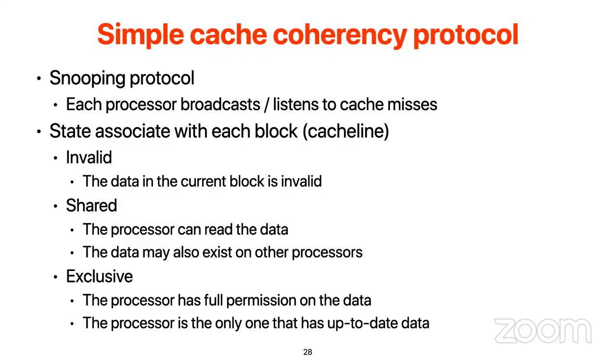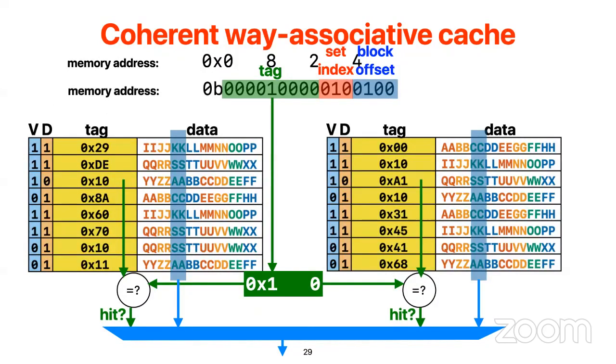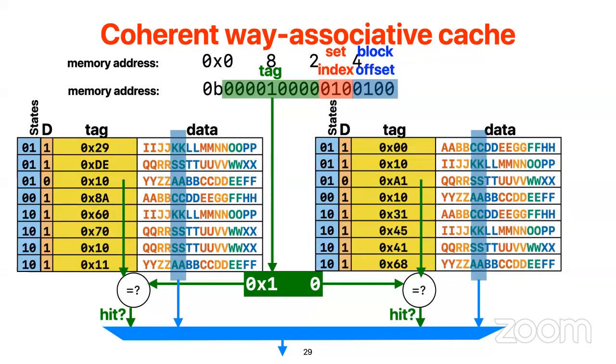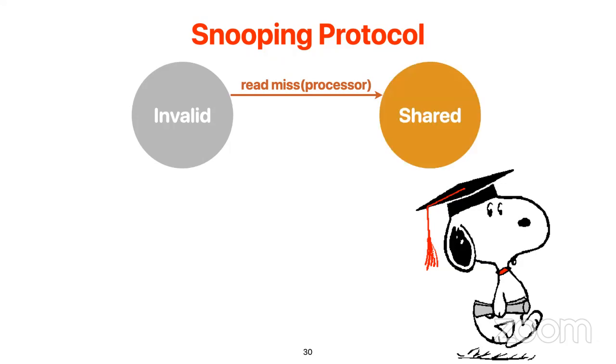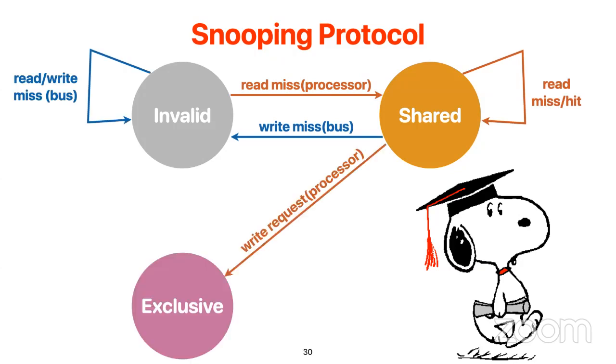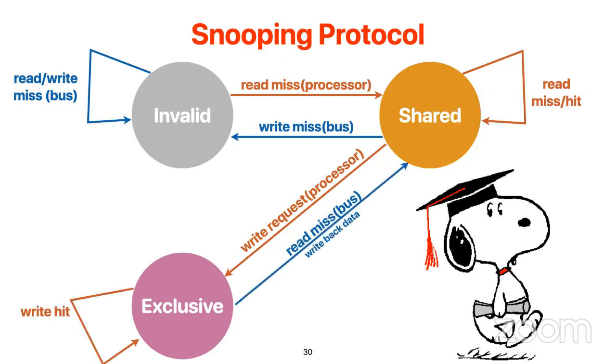Okay, so to maintain coherency, in your textbook, there is something called the snooping protocol. The basic idea of the snooping protocol is that we attach a few states to your cache blocks to replace your valid bit. These states will represent whether your data is valid or invalid, and there are different valid statuses. For example, some states mean that the data is shared, and some states mean that the data is exclusive, meaning that this processor core, or this cache, is the only one who owns the up-to-date data. And there is a transition diagram to update the states of each cache block.